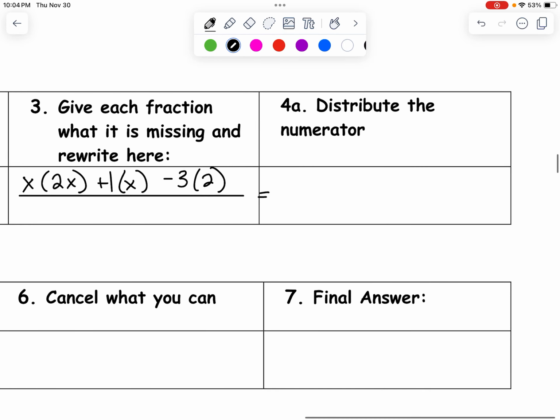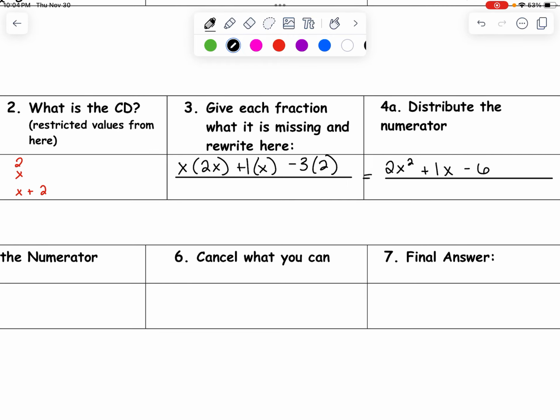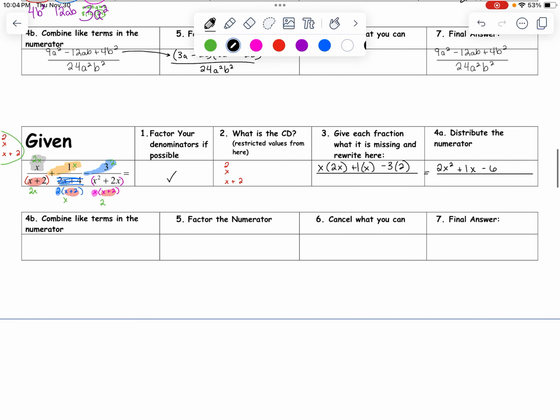Can you walk me through the next step? Distribute the numerator? Yes. Now is where I'm going to go 2x squared. I was trying to go to 4a in my head. I know, stop rushing. Plus x. You're always rushing. Minus 6. Still, the denominator means nothing right now. Combine your like terms on the top, please. There are no like terms in the top. You're right.